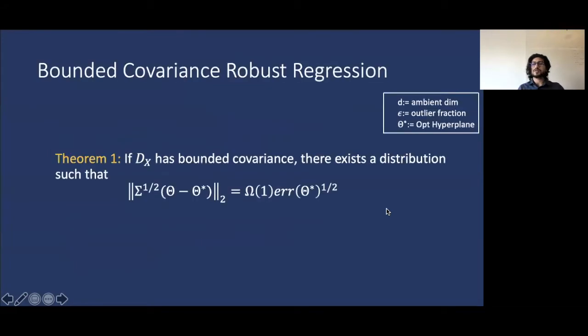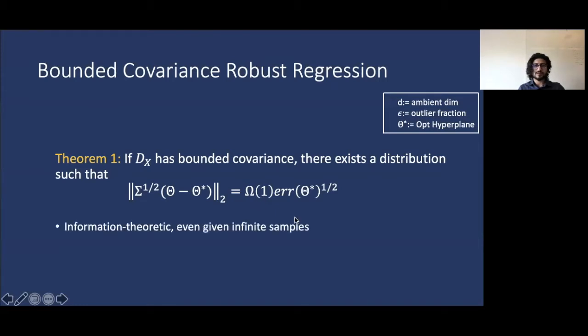So let's start with the weakest possible assumption on the covariance of the x's. The weakest possible assumption here would be to simply assume that the distribution has bounded covariance. And in fact, we show that this assumption is too weak. For robust linear regression under bounded covariance, there is no estimator that can recover a vector that is close to the true hyperplane in this setting. In particular, there is no estimator which recovers a vector theta such that this function goes to 0 as epsilon goes to 0.